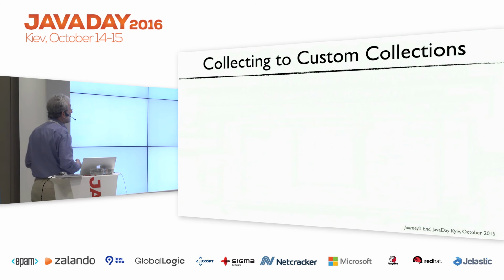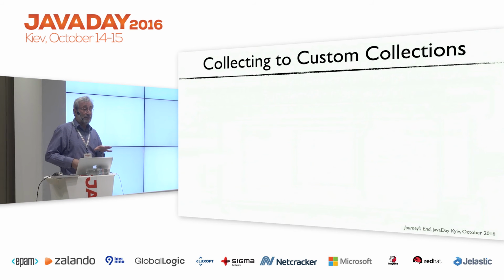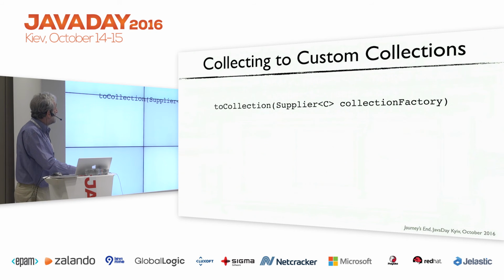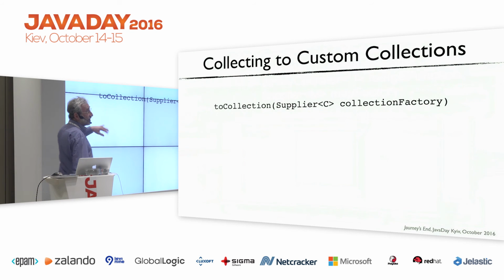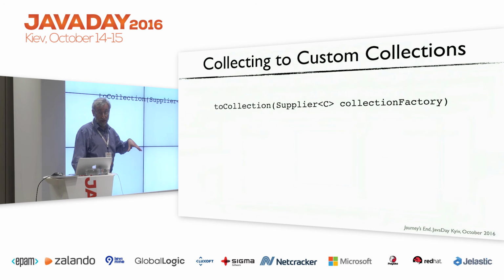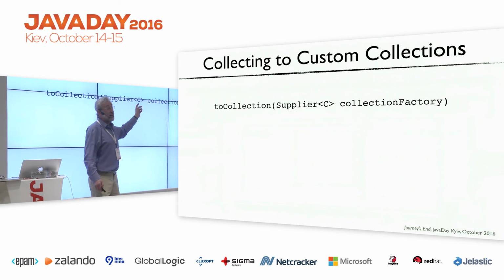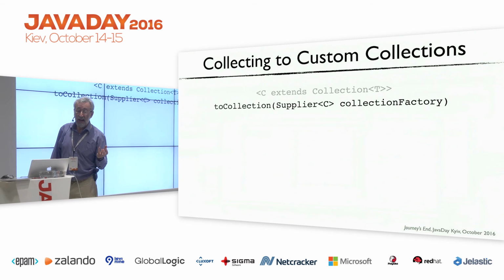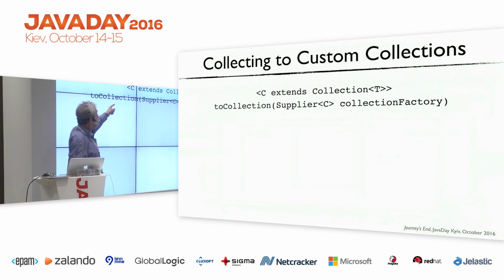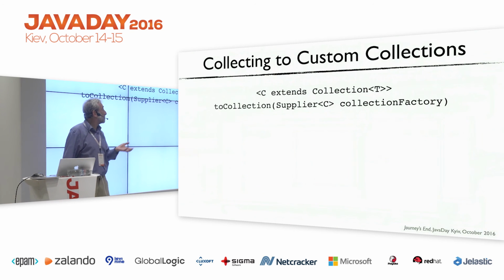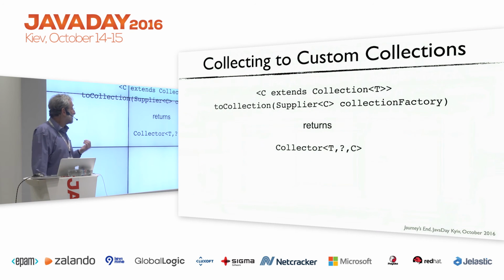accumulation. You can also collect to maps. Maps are different from other kinds of collections because, of course, they don't extend the collection interface. The fact that the collection interface is the supertype for all other kinds of collections means that one other method covers everything. So we've got toCollection, and the supplier of C is just a factory for some kind of collection, and that will work with everything. So it has to be constrained. C has to be some kind of collection. And then that returns a collector.